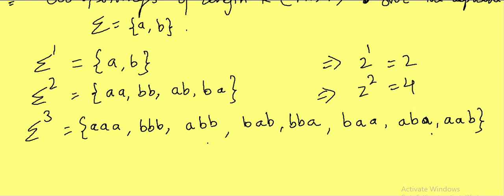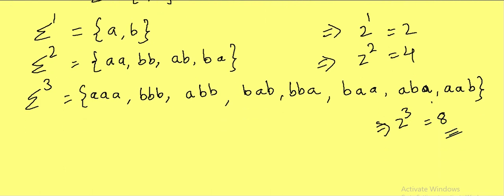Here we have two symbols again, and by taking 3 each time, because it is of length 3, it will contain 8 strings, right?